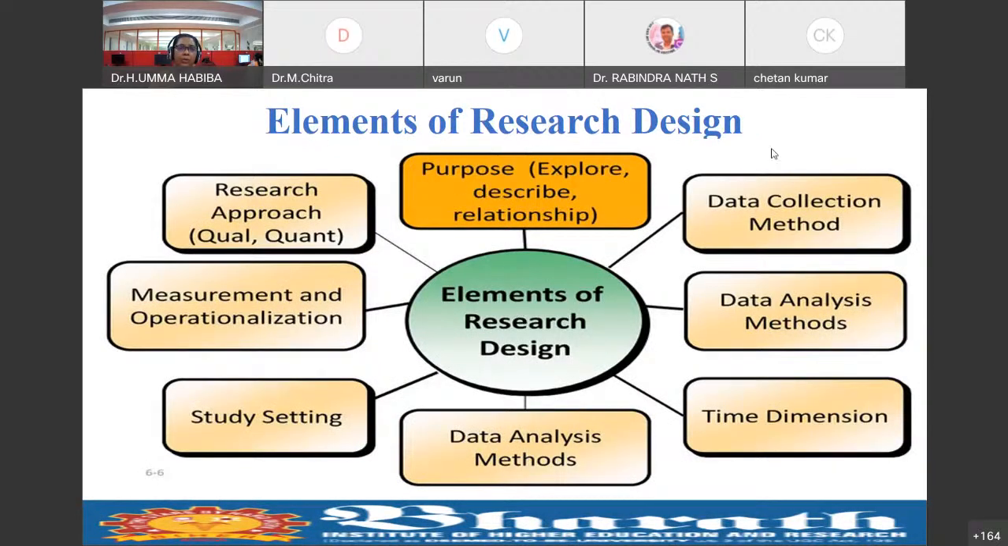So when you are doing research, the next step is elements of research design. So what are the elements we can use for doing the research so that the research is progressed? Generally, the elements of research design are the purpose for which we are doing the research, and then the research approach. It may be quantitative and qualitative. And the data collection method, what kind of data collection method we are using, and data analysis method, and the time dimension, what kind of time duration we are going to spend for the research, and study setting, and measurement and operationalization. So these are the elements of research.